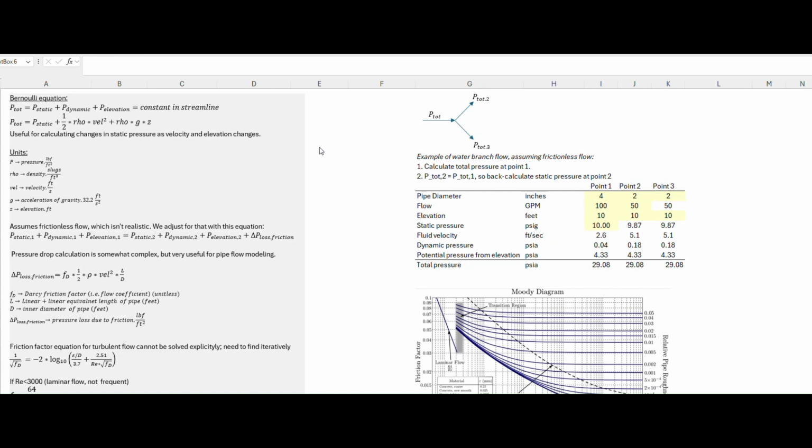In this video, we're going to talk about the Bernoulli equation and how you can apply it to pipe flow and be able to predict the pressure at certain points of a pipe. So I think this is a good tool to have in your toolkit for doing fluid analysis.